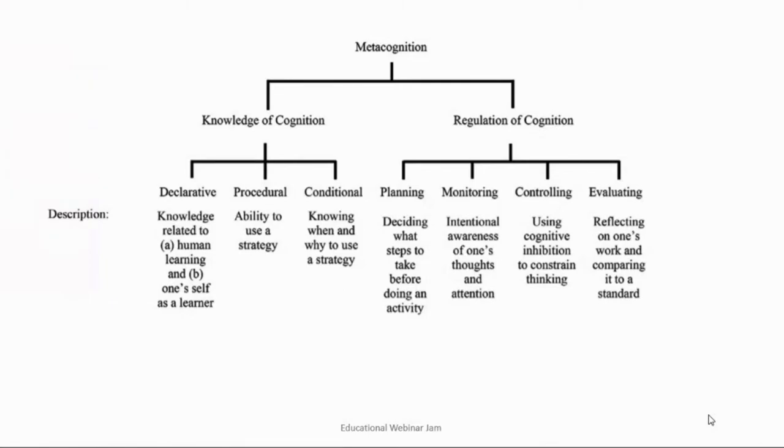Are my thoughts, is my work going in the right direction or not? So, the monitoring stage. And during the monitoring, when you see that there are some hindrances, glitches, problems, you try to control. You try to have control over those problematic areas. Here, you use your cognitive inhibition to constrain thinking, right? You try to remove hurdles.